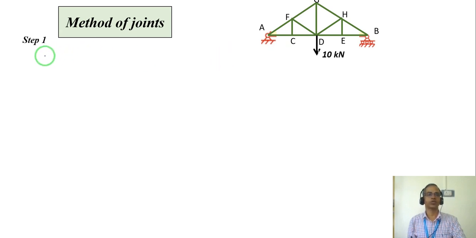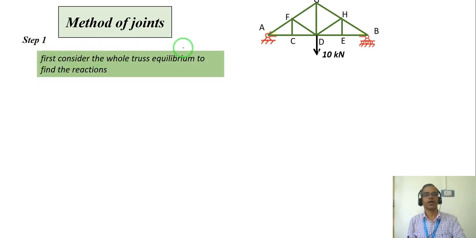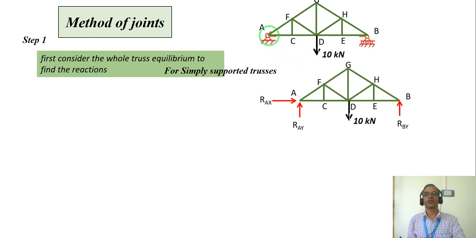So the procedure goes as follows. First, take the entire truss in equilibrium. That means we remove these boundaries and apply reaction forces onto the boundaries. This is particularly for simply supported trusses. If the truss is a cantilever truss, we don't follow this first step. We directly go to step 2. Right? So I removed the boundary.